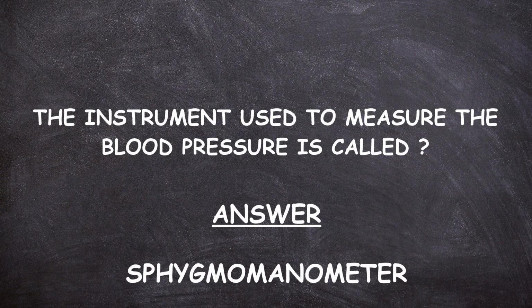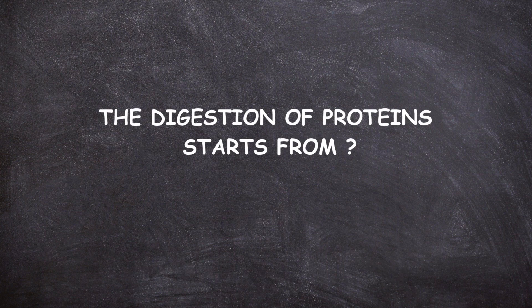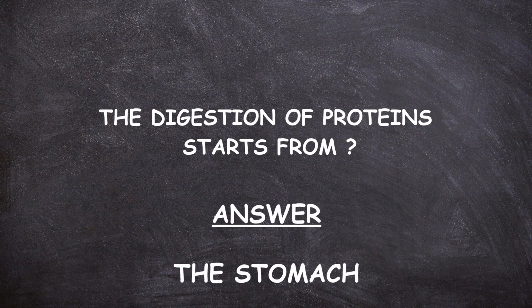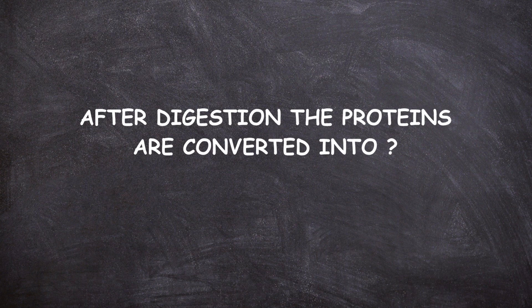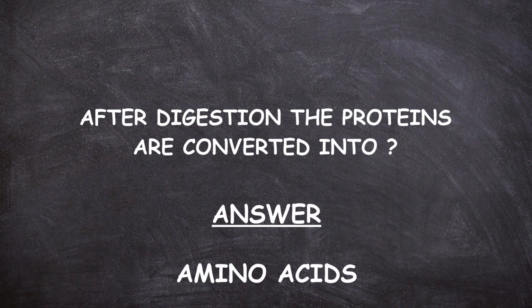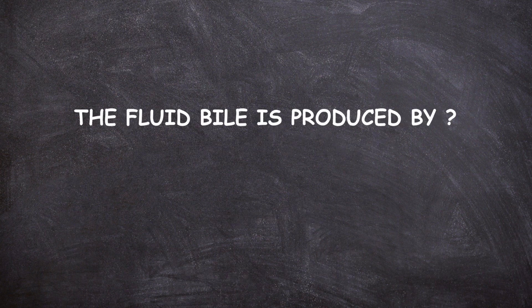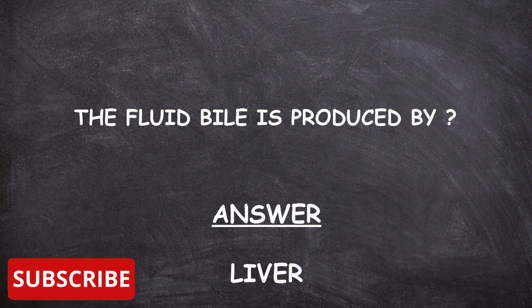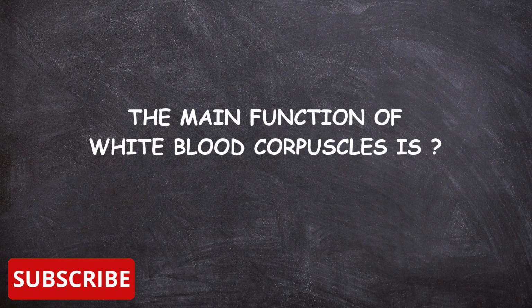The instrument used to measure the blood pressure is called? Answer: sphygmomanometer. The digestion of proteins starts from? Answer: the stomach. After digestion, the proteins are converted into? Answer: amino acids. The fluid bile is produced by? Answer: the liver.